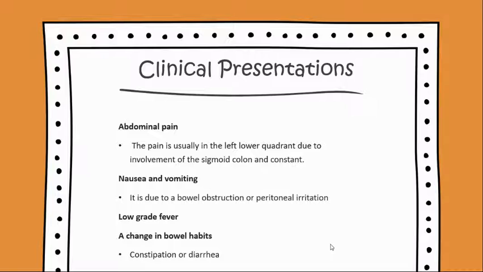Clinical presentations: abdominal pain. The pain is usually in the left lower quadrant due to involvement of the sigmoid colon and constant. Nausea and vomiting, which is due to a bowel obstruction or peritoneal irritation. A low-grade fever, or a change in bowel habits, which includes constipation or diarrhea.